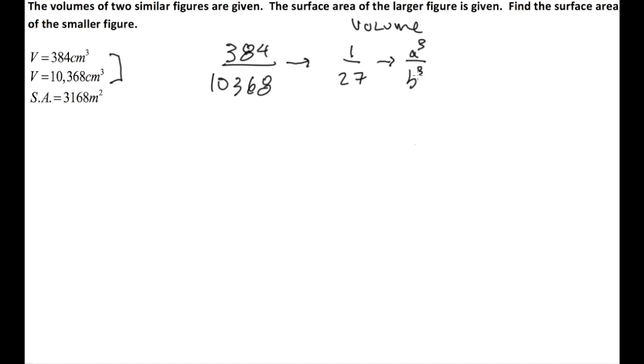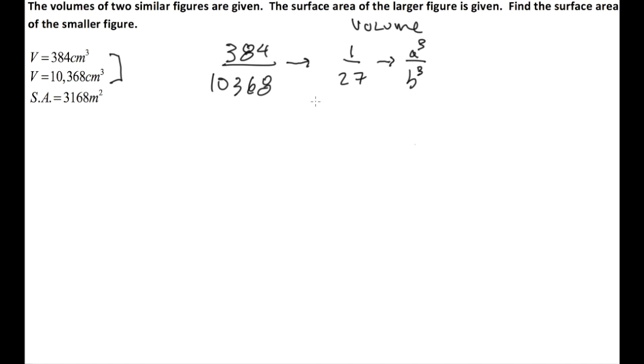So let's start here with our volume. First thing to do, make a ratio. Our volume ratio would be 384 over 10,368. If you reduce that, use a calculator, you'll get 1 over 27. Since this is volume, this represents our A cubed over B cubed.